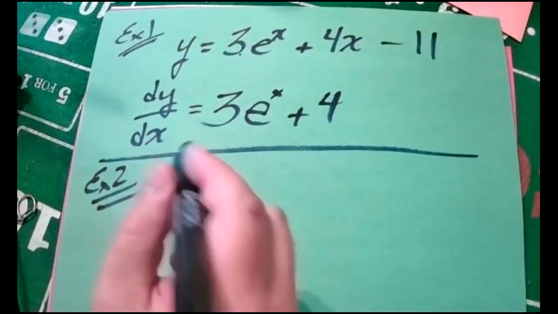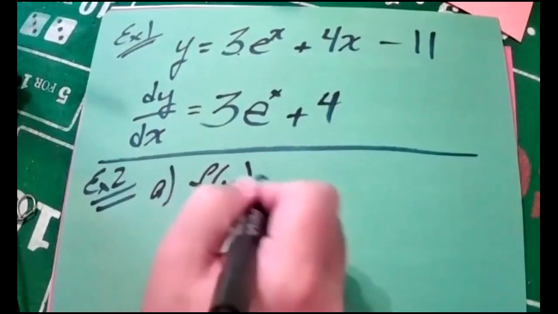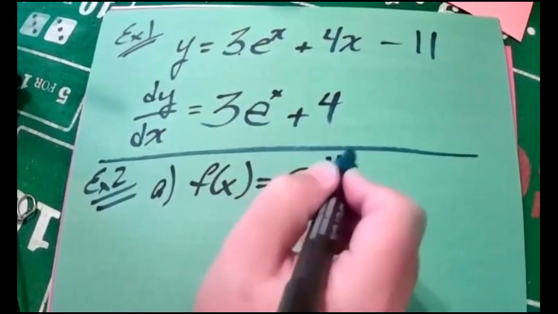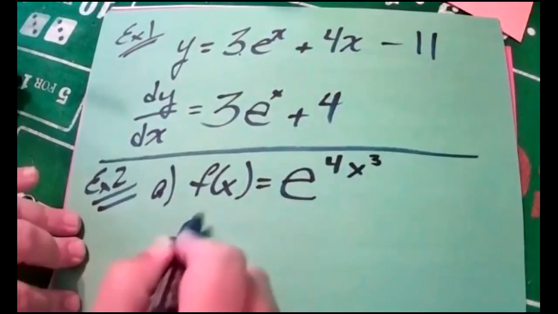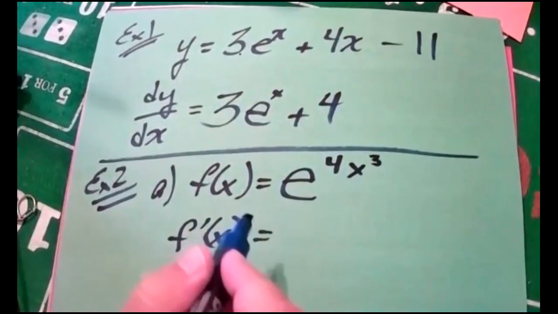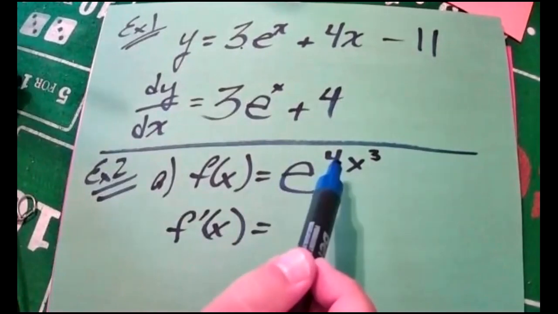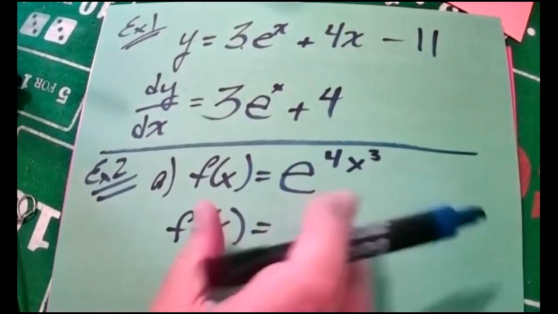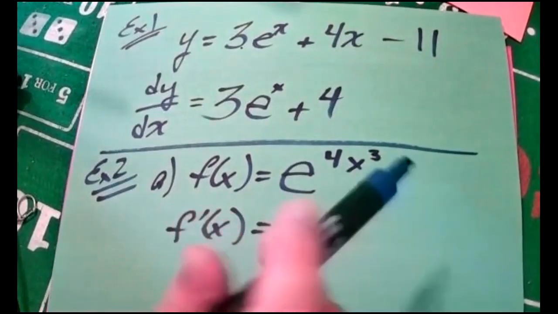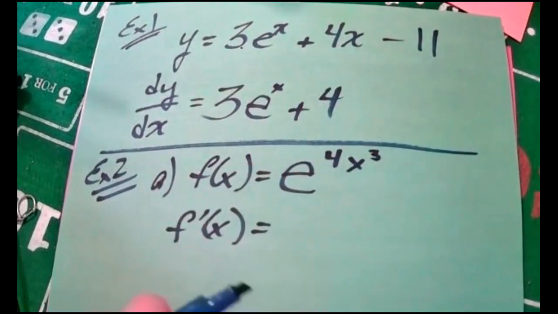Example 2. We have part A. We're saying f of x equals e to the 4x cubed. Find f prime of x. So for this question, and notice we have an exponent with a coefficient and then an exponent within an exponent. Your handwriting really plays a role here. It's important that you're clear, and I like to write big so that when I do write small exponents, I don't have to squeeze, but this is what we're looking at as our question.